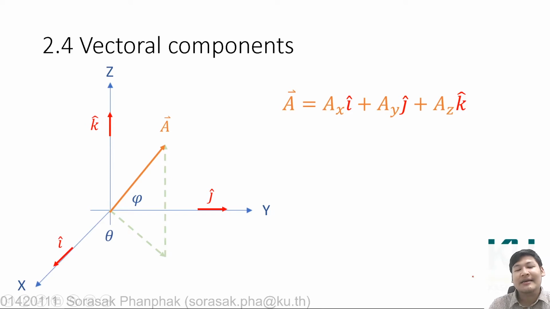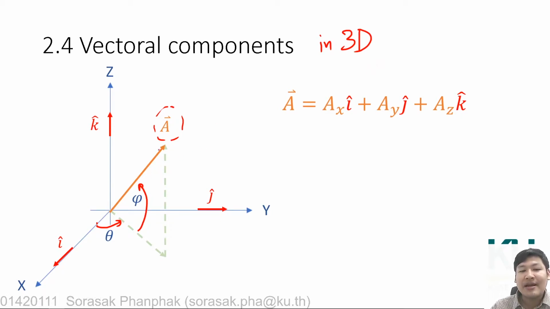So here is what I said: if this angle theta represents the angle between the x-axis and another component, and psi is the angle between the xy plane and the vector. Now you have this vector A in 3 dimensions. You can break the components out of it. So how can you do that?